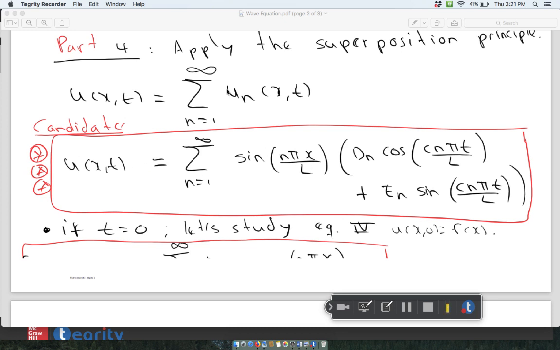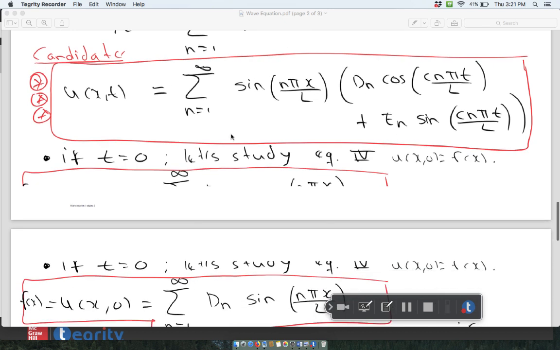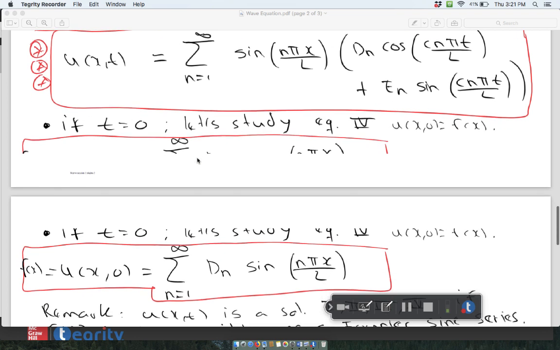So I'm going to try to see what happens if I consider the sum of all the partial solutions that I found, because the sum of finite solutions is a solution. So my solution will look like that, an infinite sum.